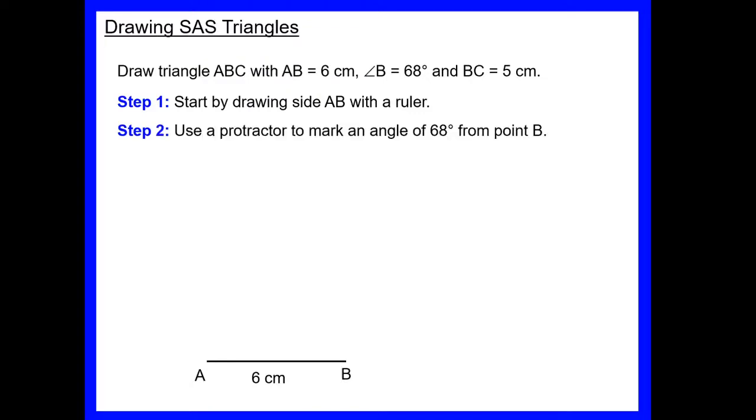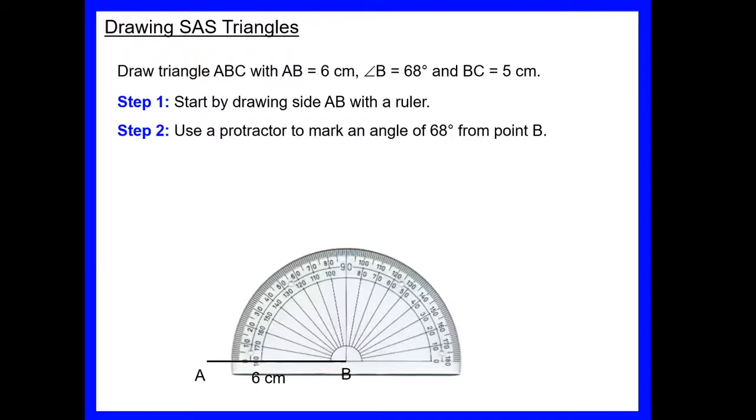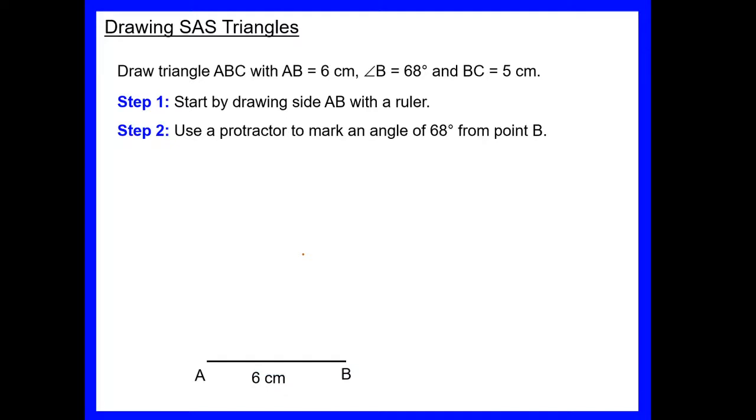We then need to use our protractor. So we're going to put our protractor on angle B. So we want to draw angle B. That means that the centre of our protractor, our crosshairs, must be on point B. To mark an angle of 68, remember we've got our baseline here at the bottom. The 0 on the outer scale is the one sitting on the baseline, so it's the outside scale we're going to use to measure. So we're going to count round until we get to 68 and put a small mark at 68 degrees. Remove the protractor.